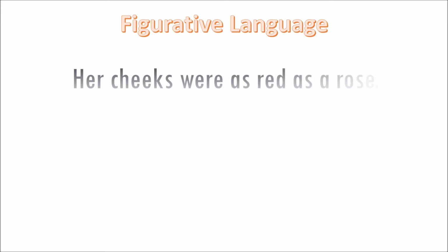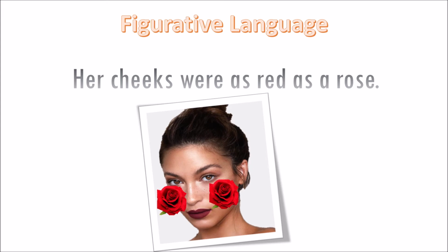Her cheeks were as red as a rose. What does this sentence mean? Does she have roses on her cheeks? Are her cheeks made of roses? The literal message we can identify here is that her cheeks were red, but the sentence doesn't end there. It goes on to compare her cheeks with the color of a rose. As red as a rose gives us more meaning from the sentence, and it crafts a much more compelling description.